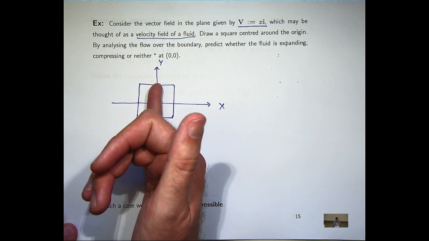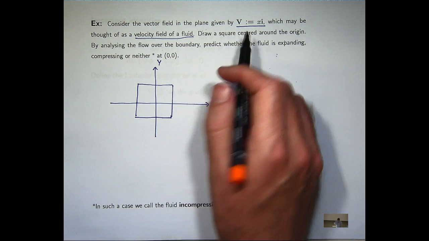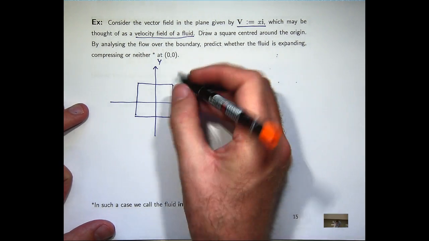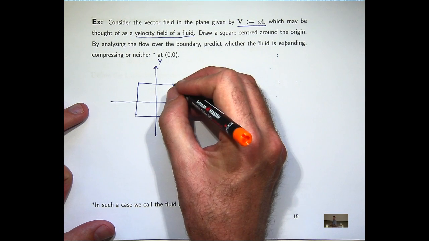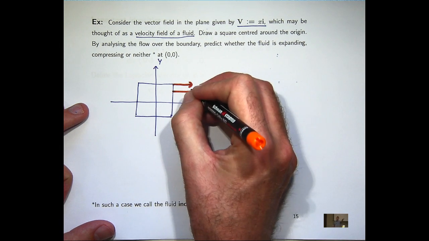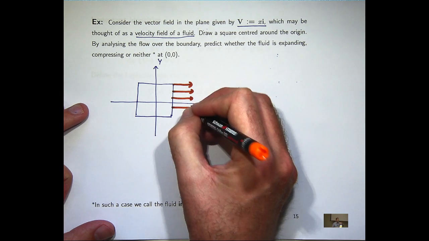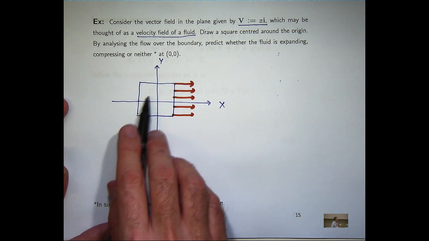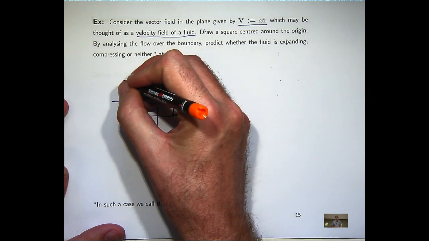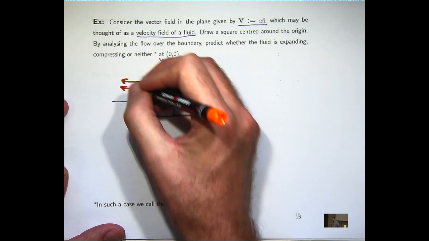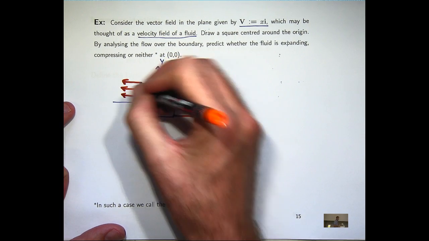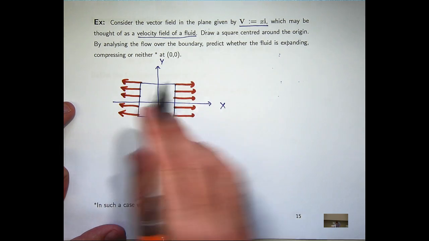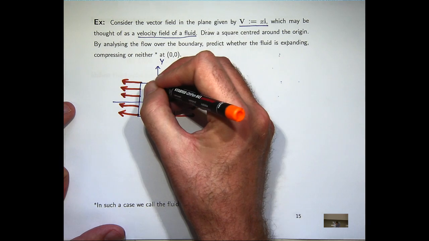As x gets larger, the magnitude of these vectors will also increase. So along this particular line segment, x is constant, so the vectors associated with v will look something like that. Let's go over here. x is negative here, so they'll be pointing in the same direction as negative i. And along these lines, you might have something like this.